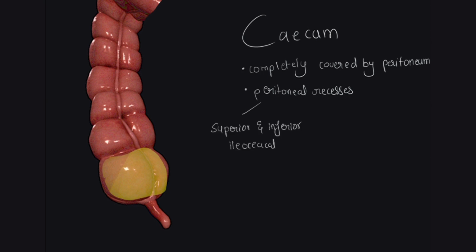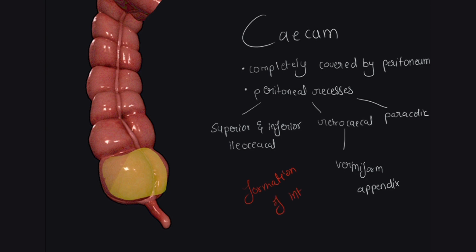The first types are the superior and the inferior ileocecal recess. Then we have the retrocecal recess, and lastly the paracolic type of recess. It's also important to know that the retrocecal recess has the vermiform appendix. Another thing to know is that due to the presence of these recesses, there's an induction of the formation of hernias, of internal intestinal hernias. So hernias are formed in these recesses.